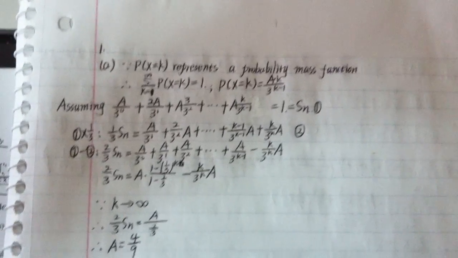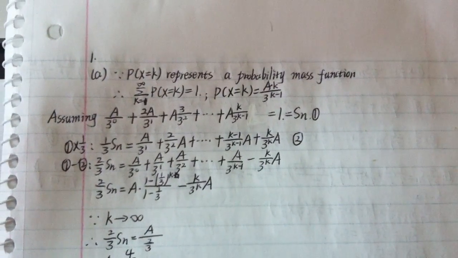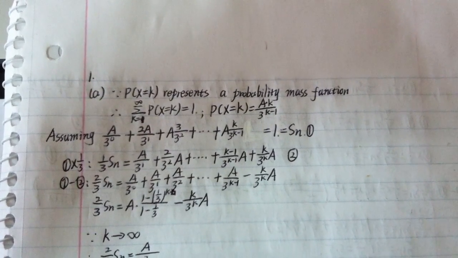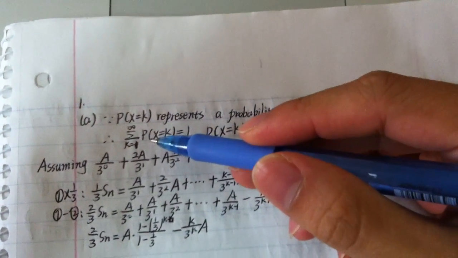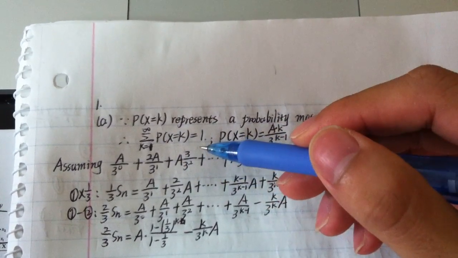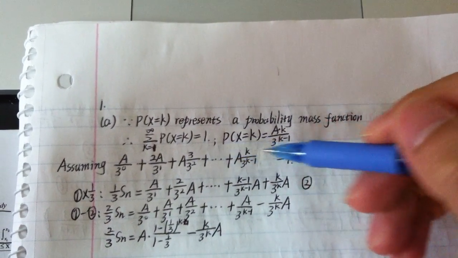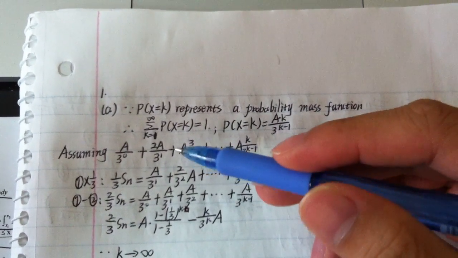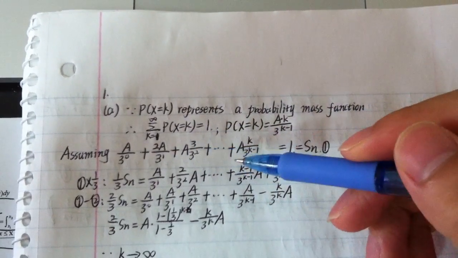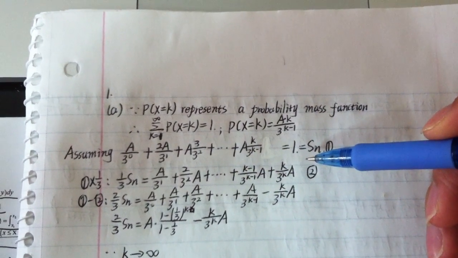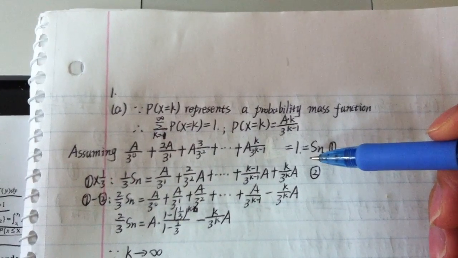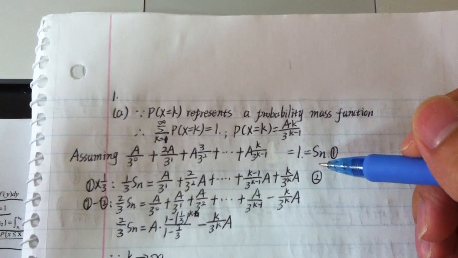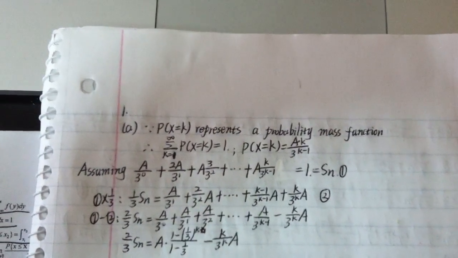Here's the solution. The probability of x equals k represents a probability mass function, so the sum of the probabilities equals 1, and the probability expression is this. Let's assume the sum of the probability equals Xn. In order to figure out the value of a, we have to do something about these equations.